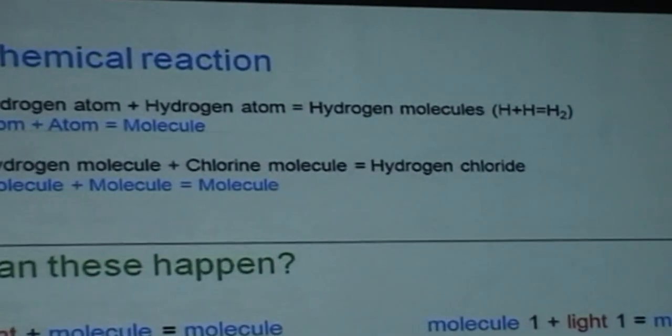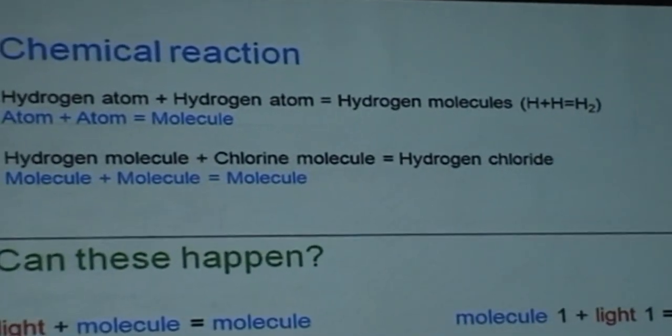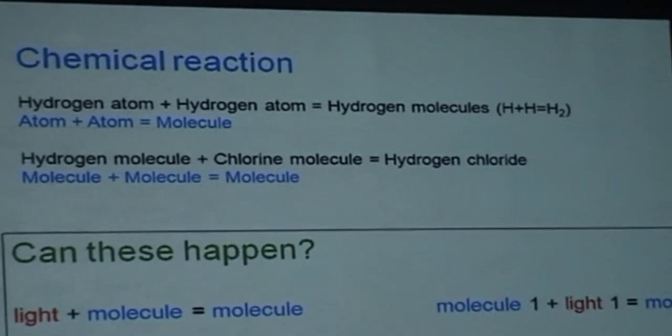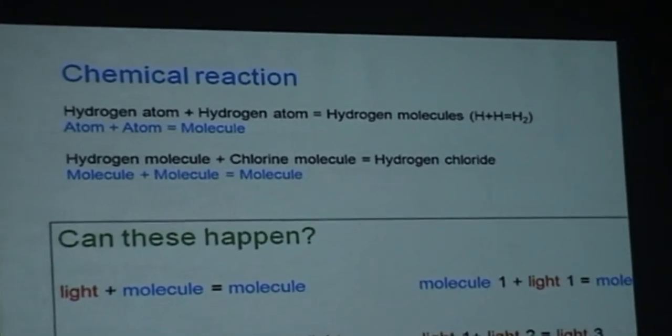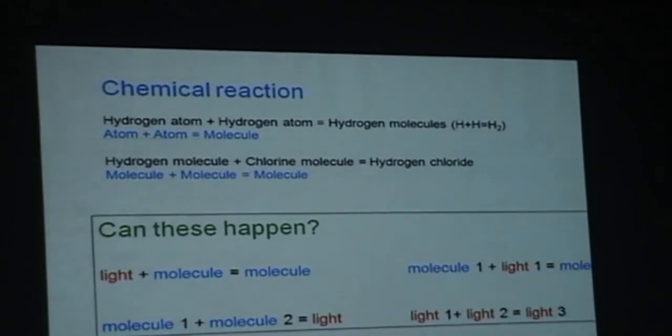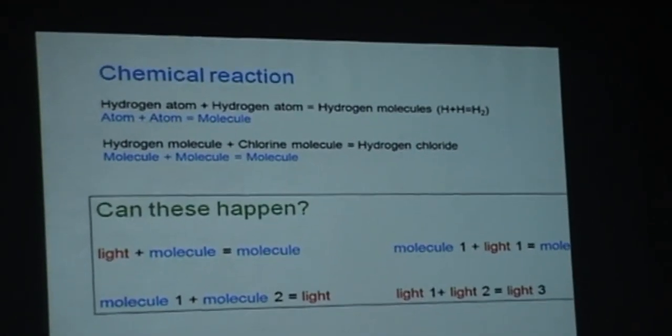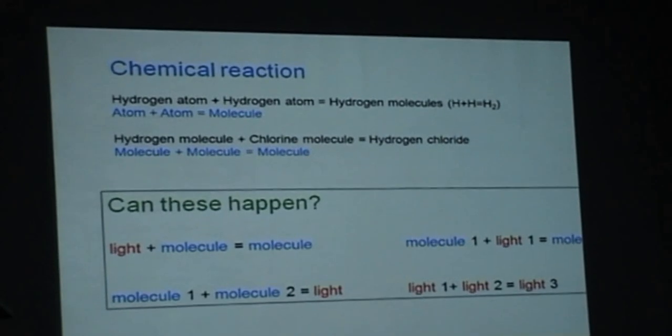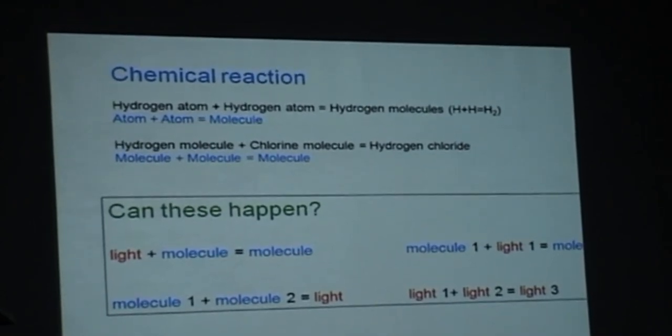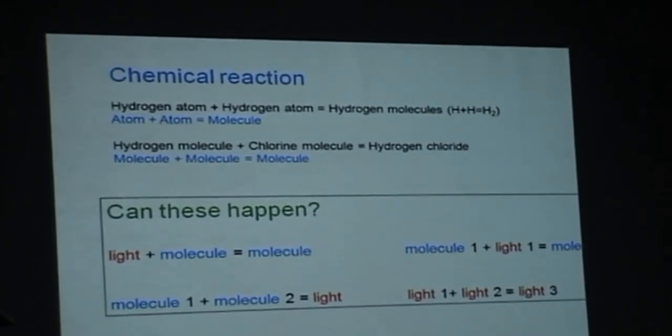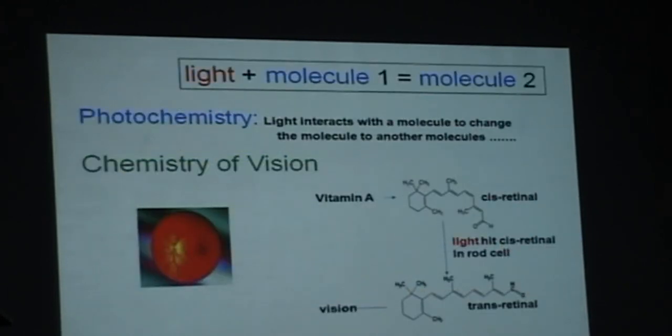Before proceeding further, we initially pose some questions about this type of reaction: light plus molecule equal to molecule, or molecule plus light equal to molecule, or molecule 1 to molecule 2 equal to light, etc. Let us see whether this takes place. Light plus molecule 1 giving molecule 2, this takes place.